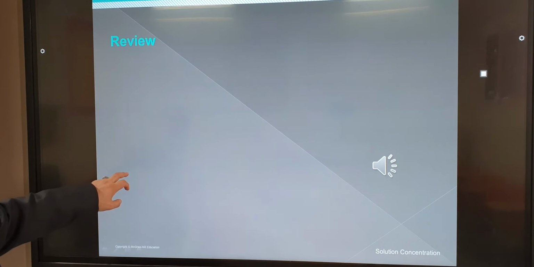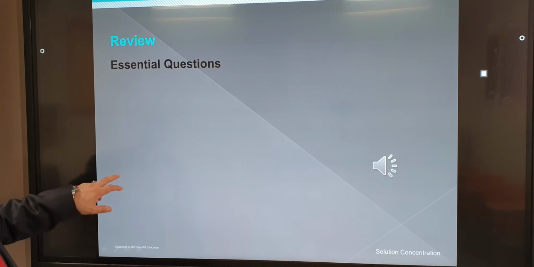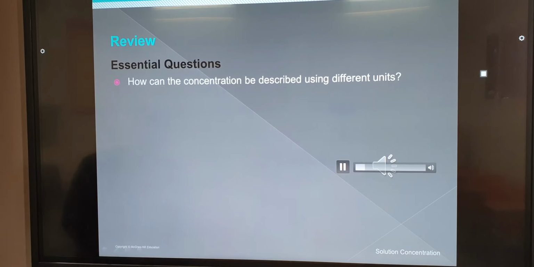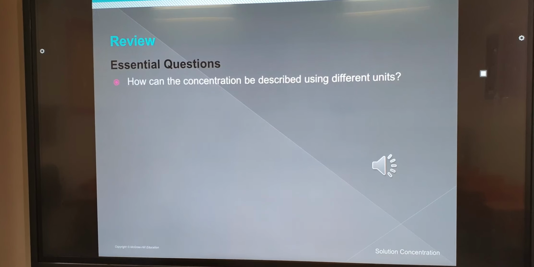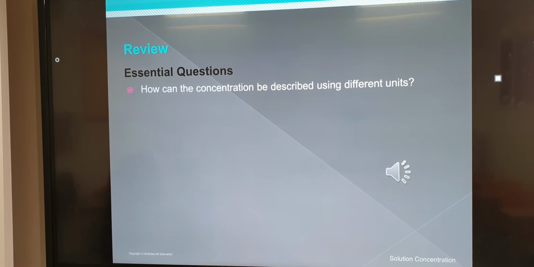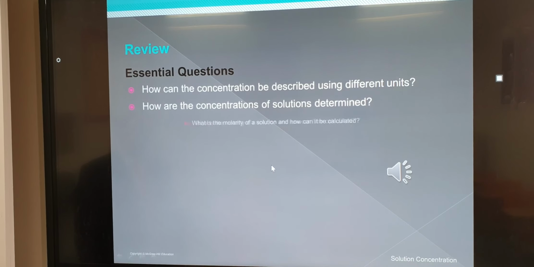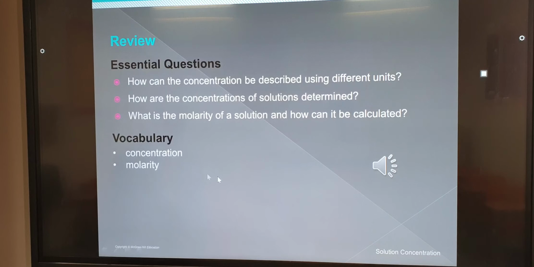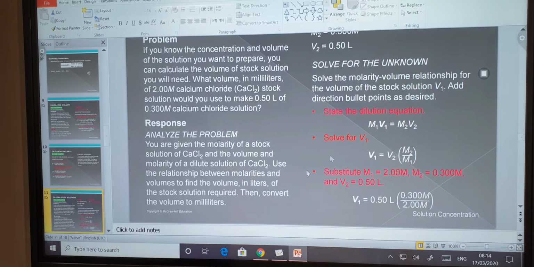Okay. After that, we ended the lesson. Review the essential questions that we studied. Expressing concentration: mole fraction is the ratio of the number of moles of solute in solution to the total number of moles of solute and solvent. In the vocabulary that we studied: concentration, molarity, molality, mole fraction, and this is the end of this lesson. Now we are going to solve some questions of the lesson from the book.